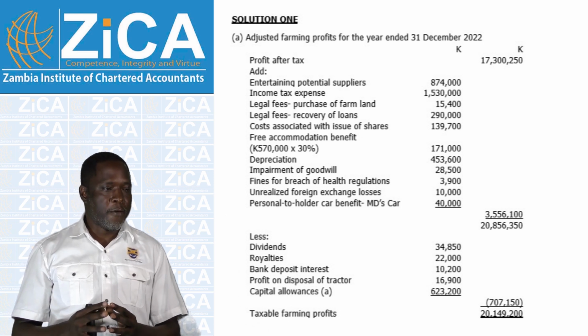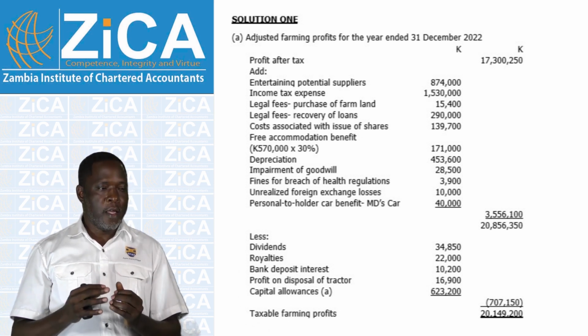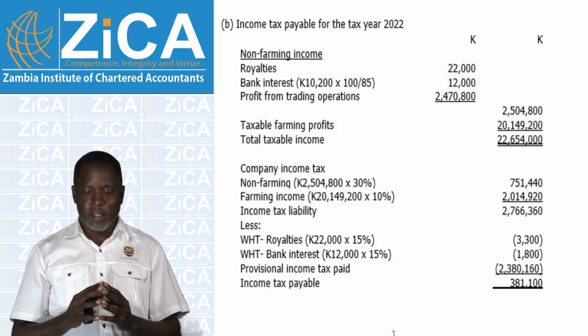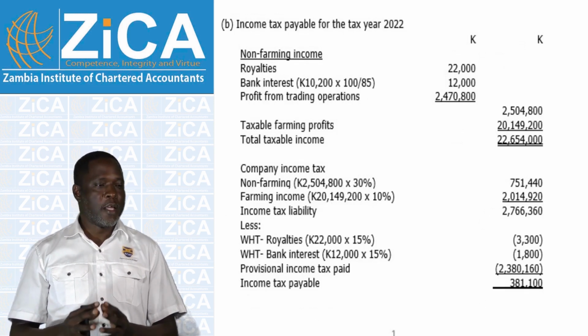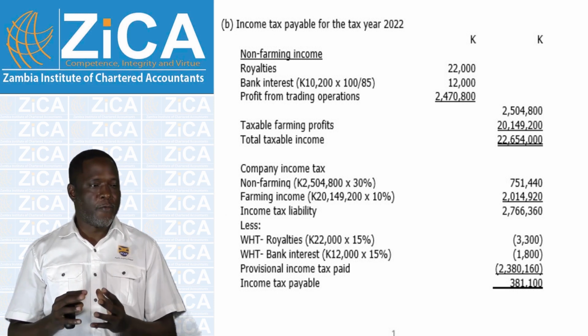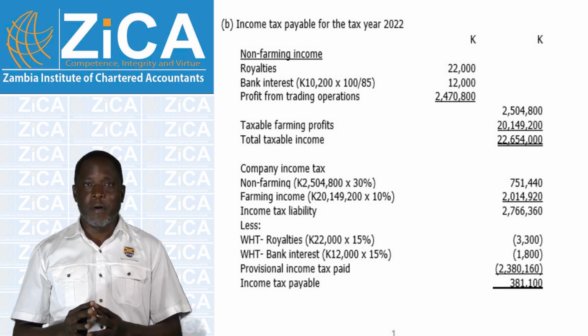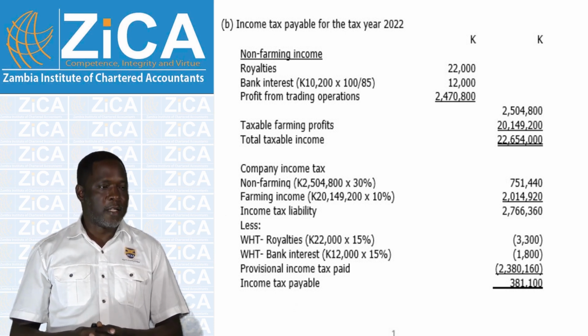Then, since this is a farming income, the non-farming income, which is the investment income, is taxed separately using the normal company income tax rate of 30%. Then the farming income is also taxed separately at 10%.